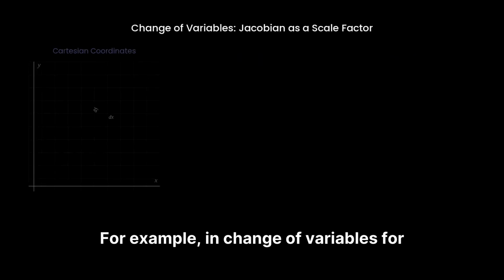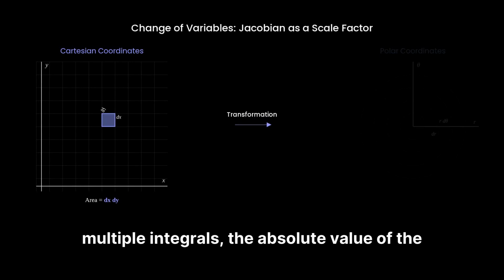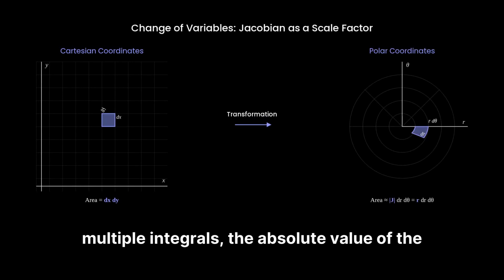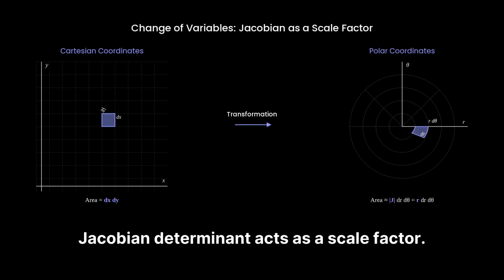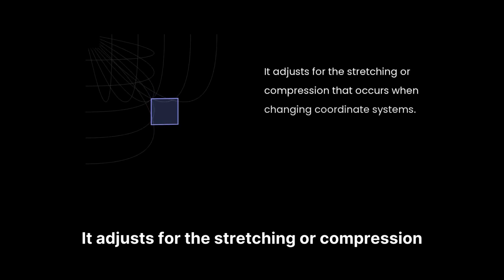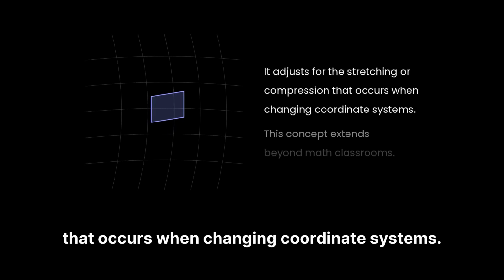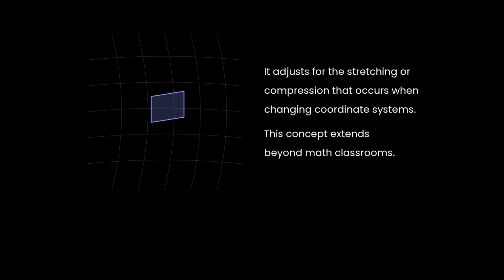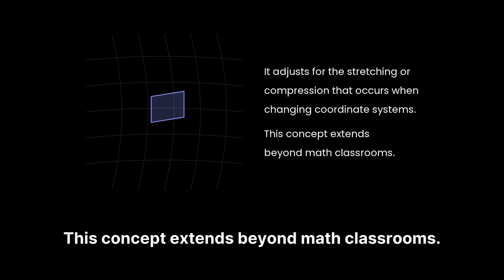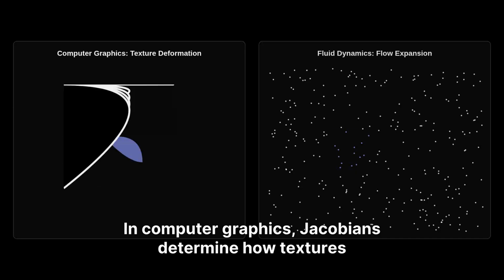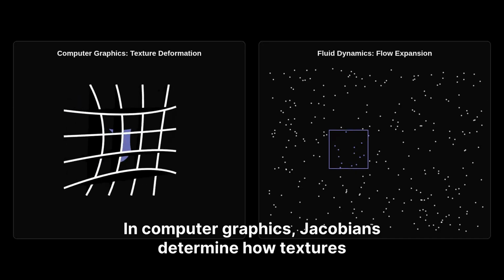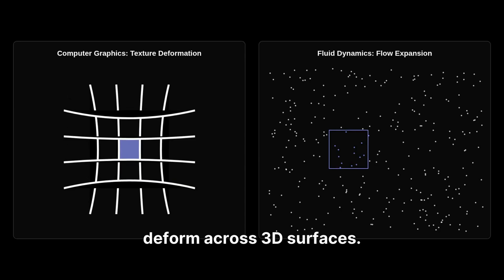For example, in change of variables for multiple integrals, the absolute value of the Jacobian determinant acts as a scale factor. It adjusts for the stretching or compression that occurs when changing coordinate systems. This concept extends beyond math classrooms. In computer graphics, Jacobians determine how textures deform across 3D surfaces.